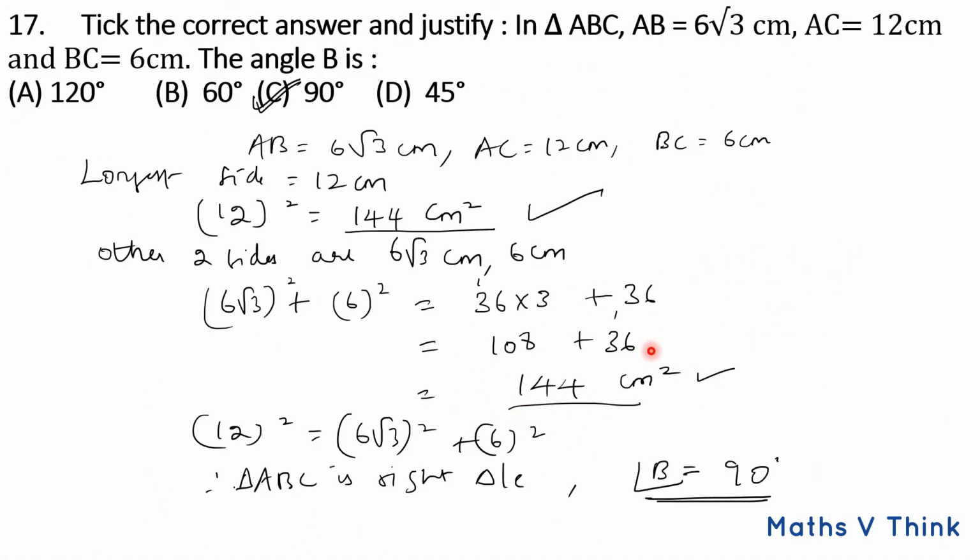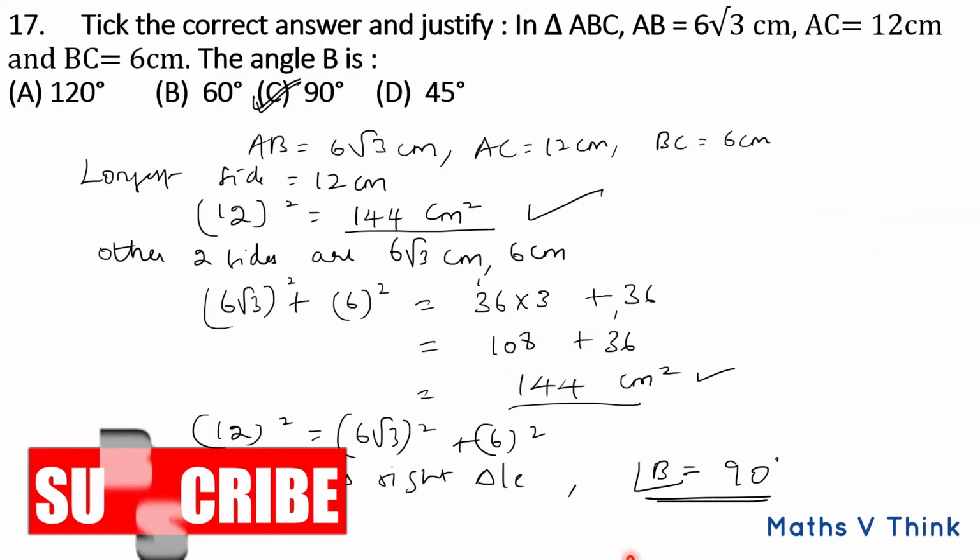So exercise 6.5 completes here and also the triangles chapter completes here. Do practice all the theorems and all the exercise problems of this chapter because this chapter has a total weightage of 8 marks in your board exams.